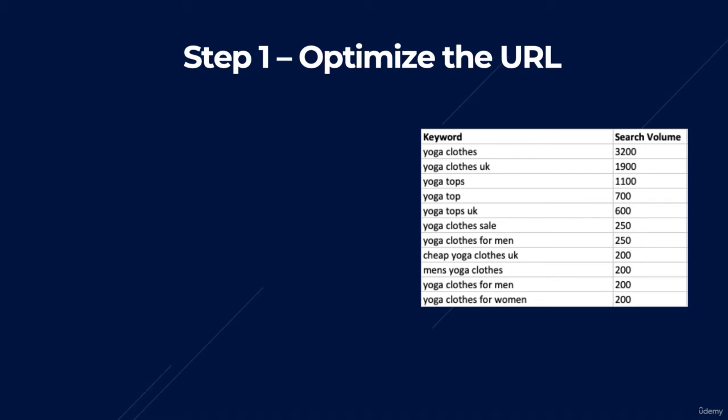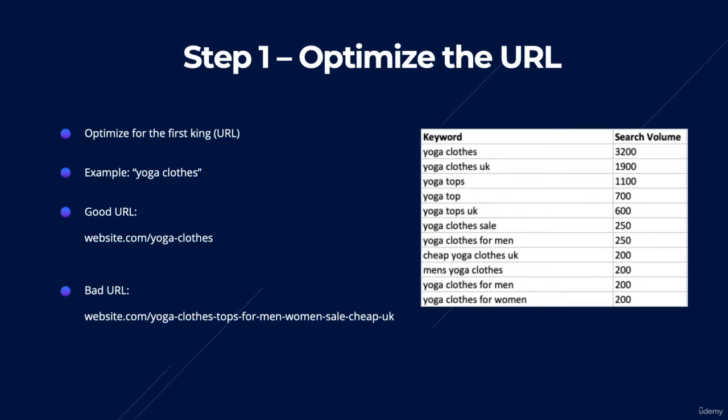Step 1. Optimize the URL, which is the first king. We want to start off with our keyword research template for one of our pages and then look at the biggest keyword we have. So in this example, I've decided to go with our yoga clothing page, as you can see from the screenshot on the right.